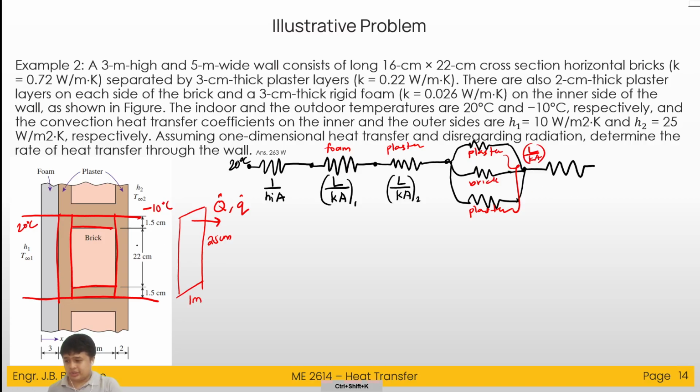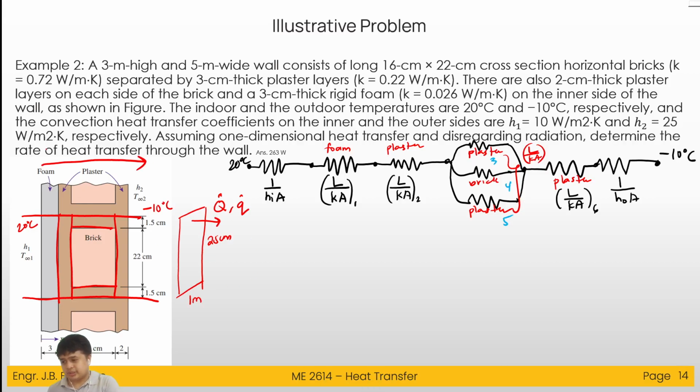And then for this one, we have a plaster layer again, and you have another L over KA. So I'll just write this down as 1. Sorry, this would be 3, 4, and 5. And then for the plaster layer, we have 6. And then the convection for this last node is 1 over HO A, and this will be -10 degrees. So the heat transfer is going from the left to the right. Just remember that as well.